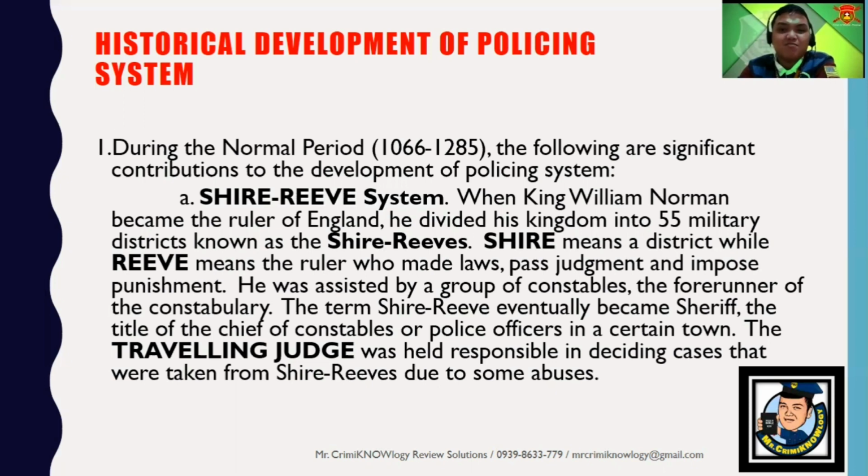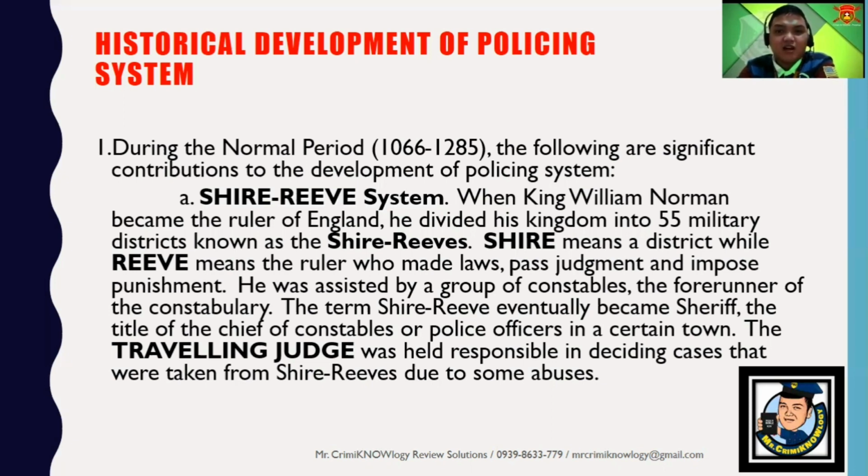He was assisted by a group of constables, the forerunner of the constabulary. The term shire-reeve eventually became sheriff, the title of the chief of constables or police officers in a certain town. The traveling judge was held responsible in deciding cases that were taken from shire-reeves due to some abuses.